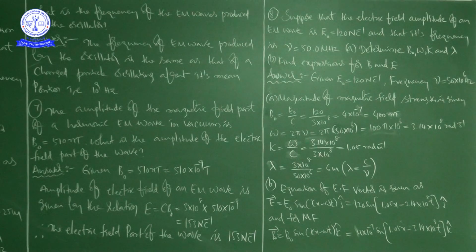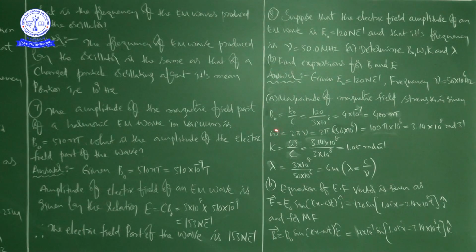That is equal to, see here, 120 on top and 3 into 10 power 8 below. 120 means it is 10 into 10 power 1, so 10 power 7 will come here. If you cancel these two things, it is 10 power 7, and 12 by 3 is 4. So 4 into 10 power minus 7 will come here. 4 into 10 power minus 7 means you can write it as 400 into 10 power minus 9. So 10 power minus 9 you can replace with nano. So the answer is B naught is equal to 400 nano Tesla.